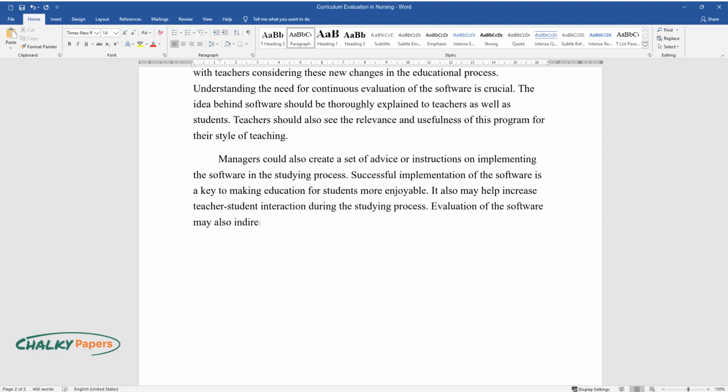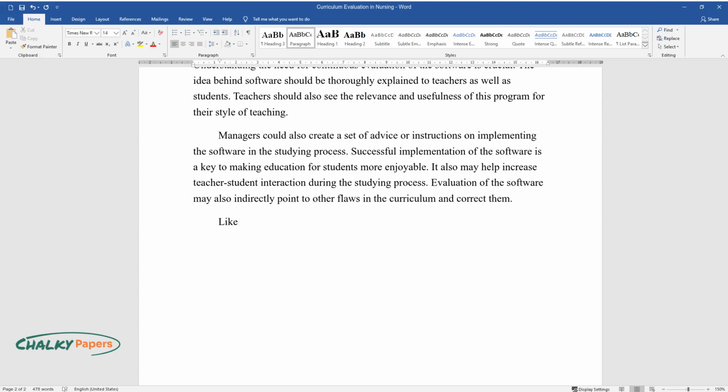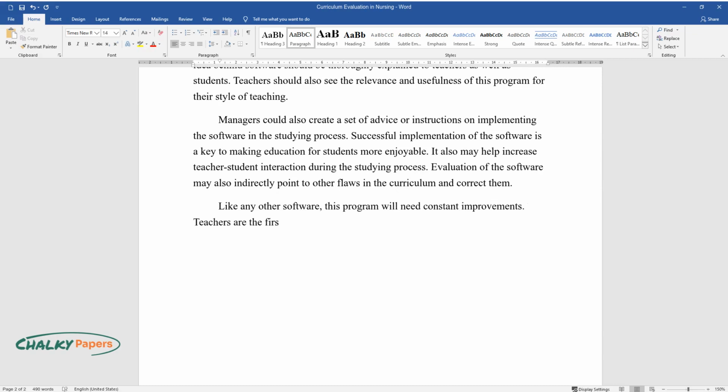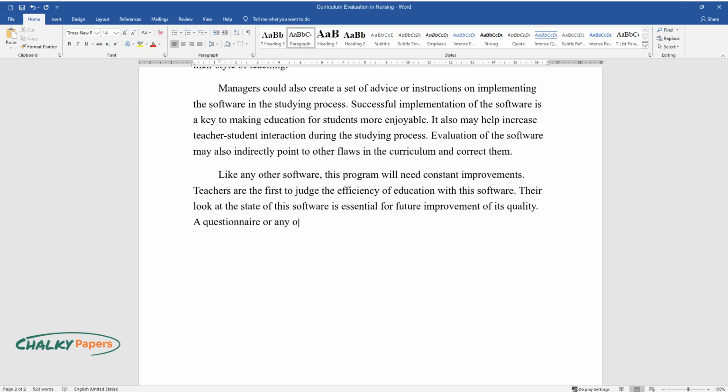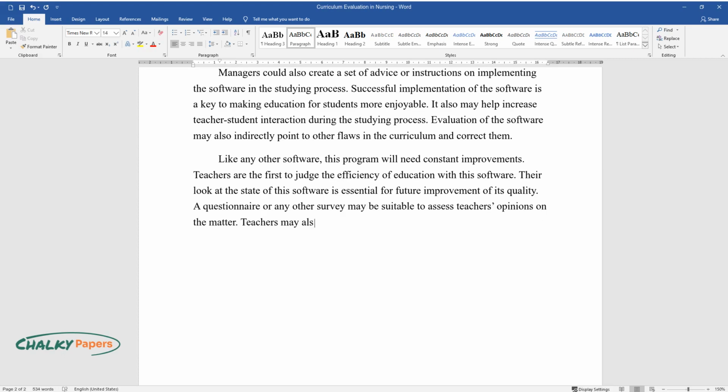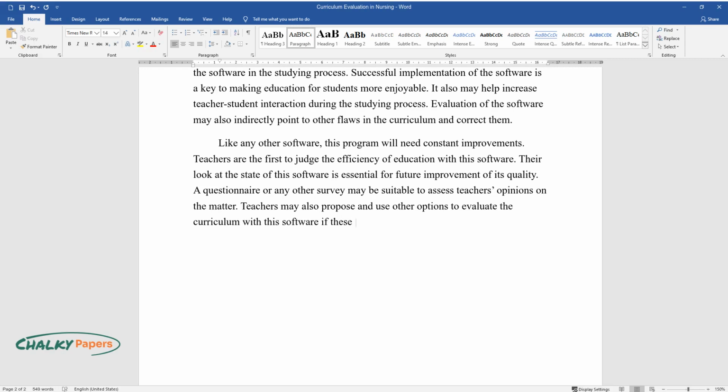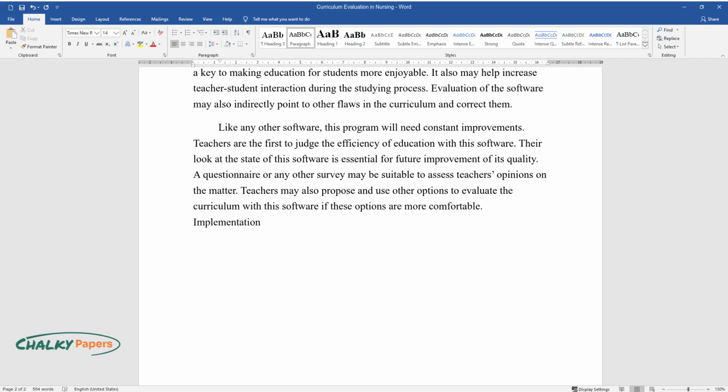Evaluation of the software may also indirectly point to other flaws in the curriculum and correct them. Like any other software, this program will need constant improvements. Teachers are the first to judge the efficiency of education with this software. Their look at the state of this software is essential for future improvement of its quality. A questionnaire or any other survey may be suitable to assess teachers' opinions on the matter. Teachers may also propose and use other options to evaluate the curriculum with this software if these options are more comfortable. Implementation of this software should be slow and gradual.